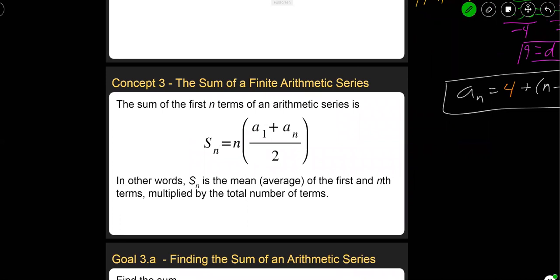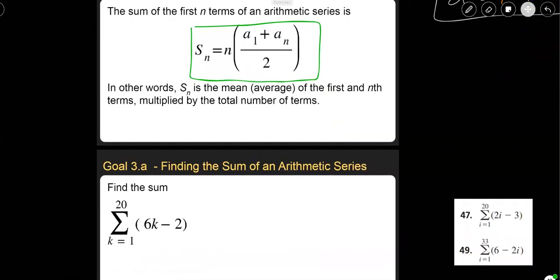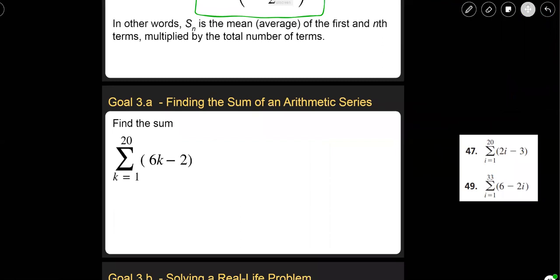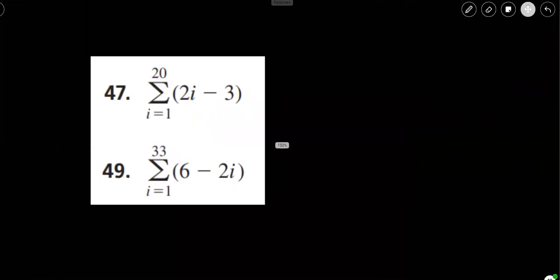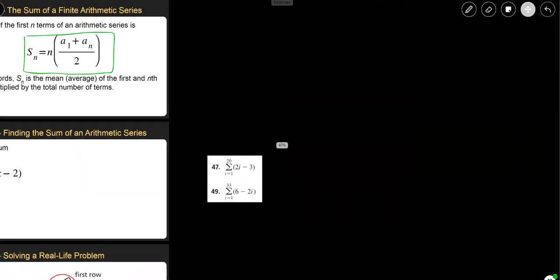All right, and then last but not least in this section, we talked about the sum of a finite arithmetic series, and we had this format to solve for any number of terms in an arithmetic series. And we talked about how this related to that story of Gauss as a child adding the numbers 1 through 100, and we kind of related that whole story to this generalized equation. So we found very quickly the sum of 1 through 20 for 6k minus 2, but I just want to do a couple more just to make sure that we're on track.